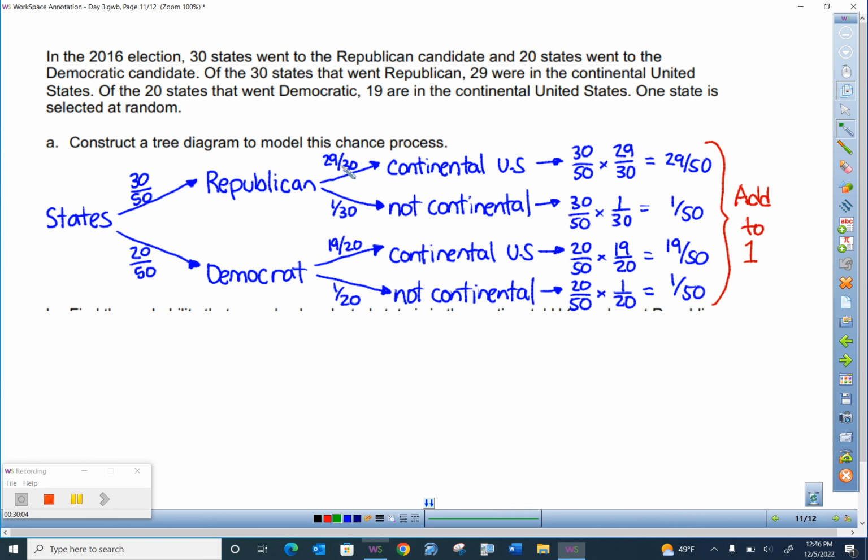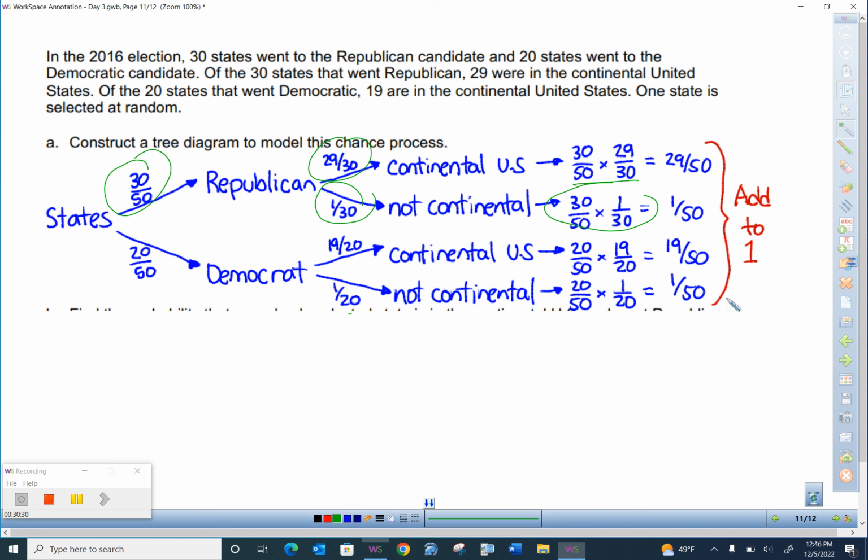Okay, should have looked something like this, starting with 30 over 50, but after we've looked at Republicans, now we're only focusing on those 30. So 29 is what they told you, that means there's one left over. And then same thing on the Democrats, we were only having 20 of those states who went Democrat, and 19 were given as Continental, so the leftover was 1. And then we just multiply those items to get our probabilities throughout. And remember, these must add to 1 when you're done.